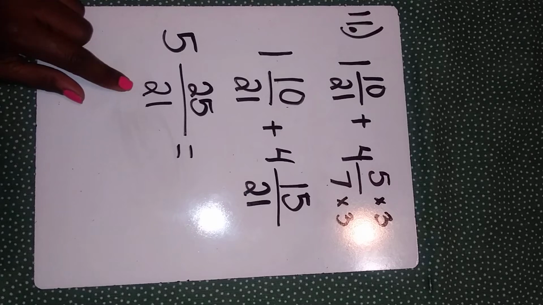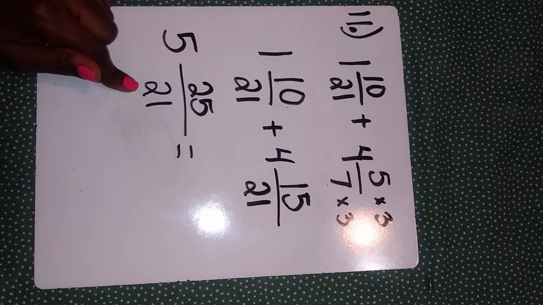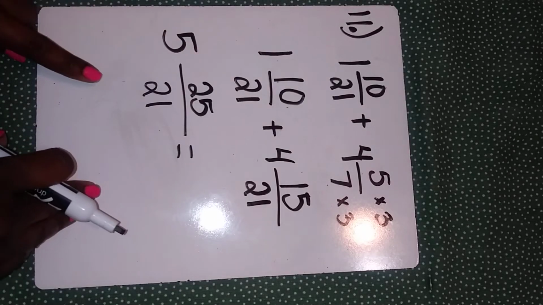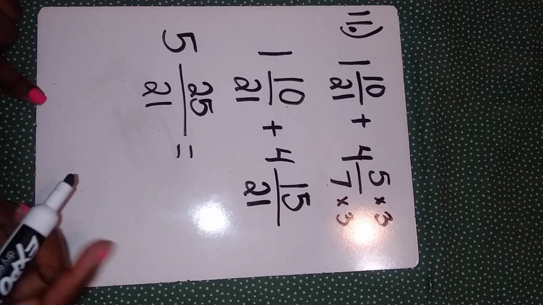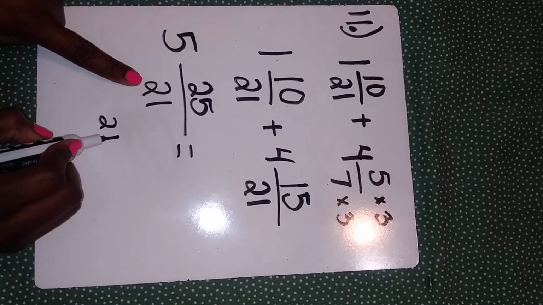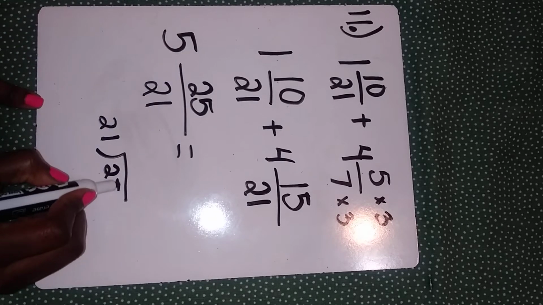So looking at this problem right here, I can do it a couple of ways. I can do it mentally. I can say, how many 21s can I get out of 25? And you can think about money. If you got $25, how many $21 bills can you get out of there? You can get one $21 bill out of 25, okay? Or you can divide this. You can put 21 on the outside. Remember I told you the bottom number is always on the outside. Your top number is always on the inside.